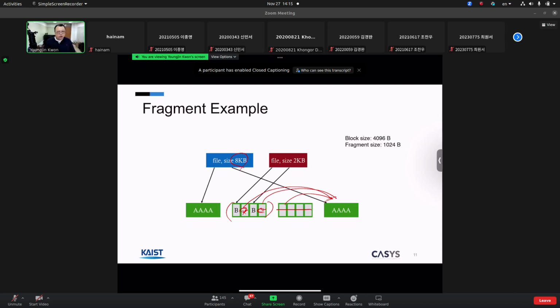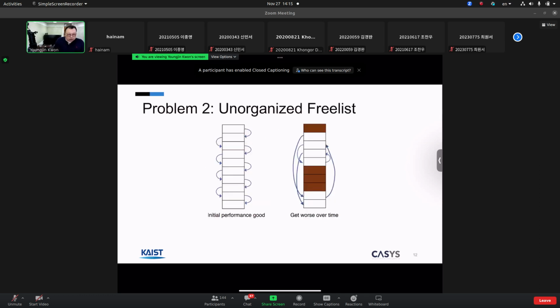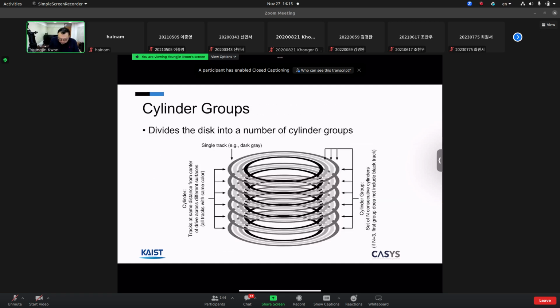So using this scheme, it mitigates internal fragmentation when using large blocks. That's the idea of the fast file system. Similar, not exactly the same, but similar to what we learned from the malloc implementation. And then the next 2 problems are the unorganized free list and bitmap, and poor locality.